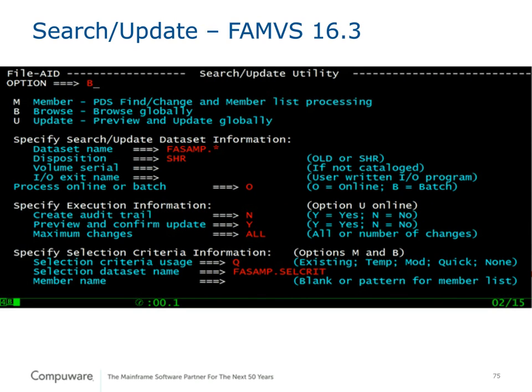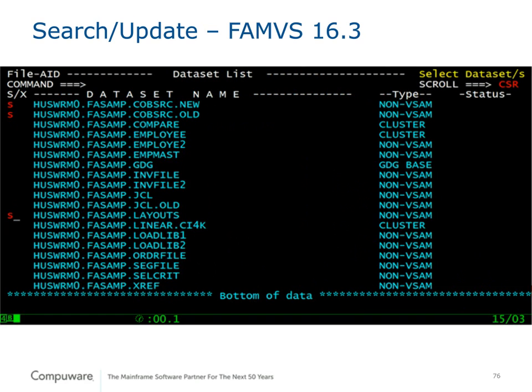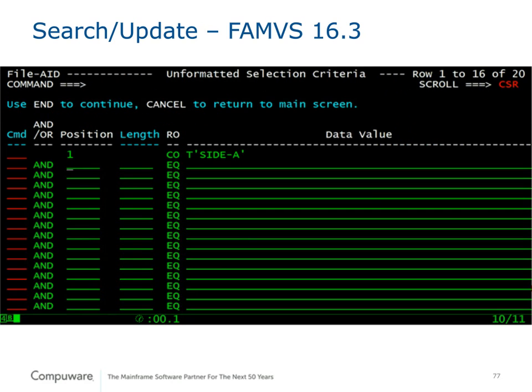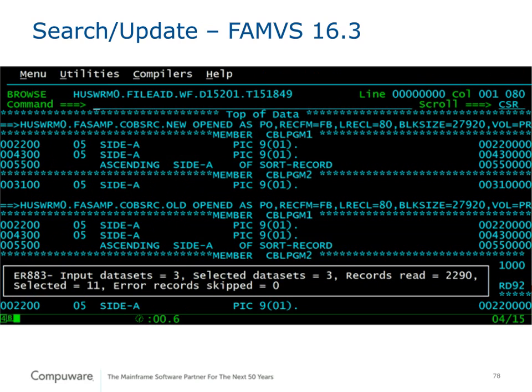Now within option, if I go back to my source member, once again, this time, instead of just selecting the one layout, I could select the other 2 copylibs at the same time and then apply my unformatted selection criteria to it. This is what it looks like. It shows me how many data sets were selected, how many records were read, how many are going to make the change.